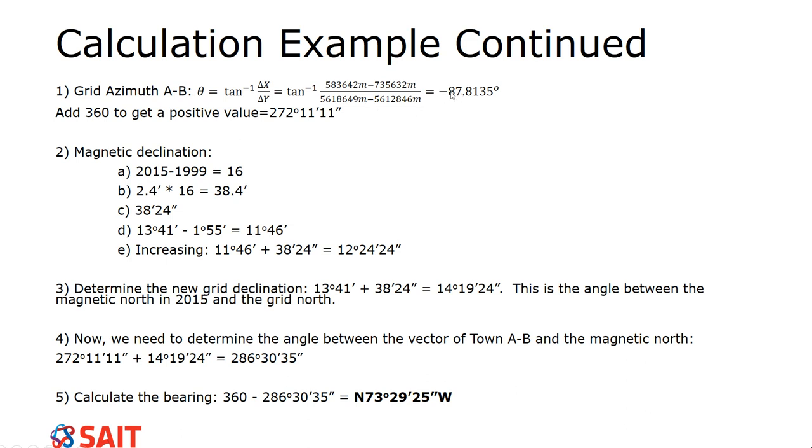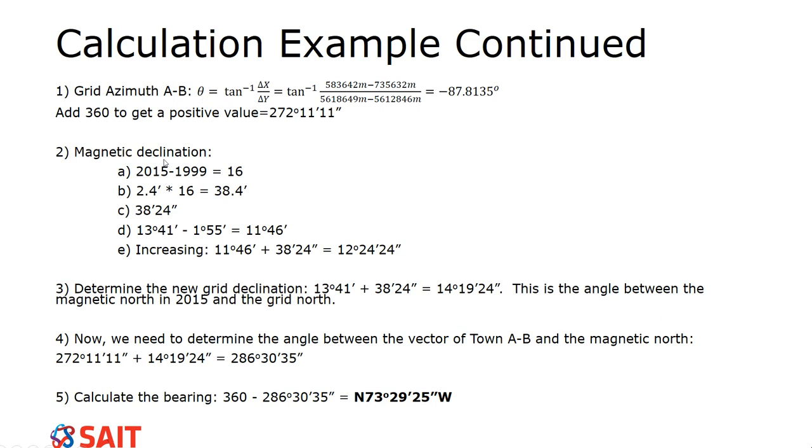So in order to get this to be a positive, I would add 360. Now I'm saying add 360 here, what it actually is, is 360 plus -87, and that gives me 272 degrees 11 minutes 11 seconds. Okay, so that's how I get that. So I go from here to here doing that. And I have to check this because if it was -87, it could have been in the southeast quadrant, right? So we have to watch that.